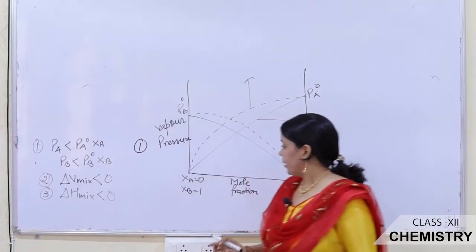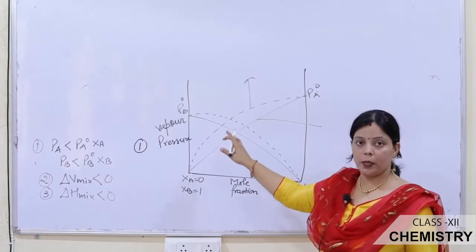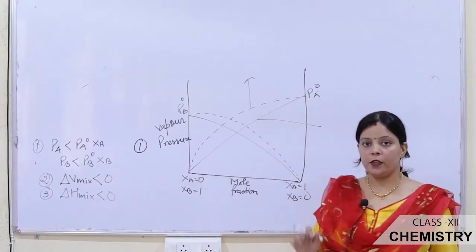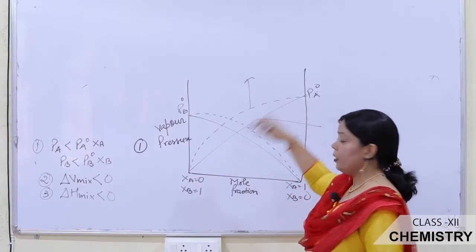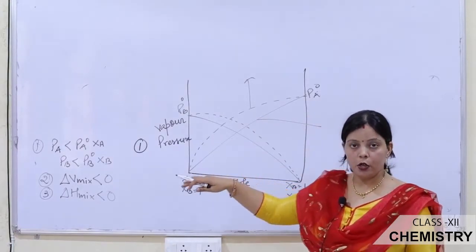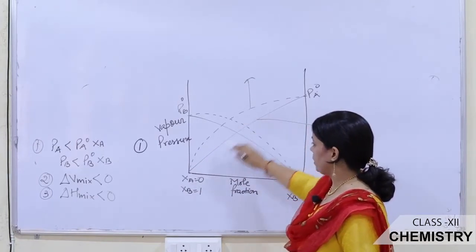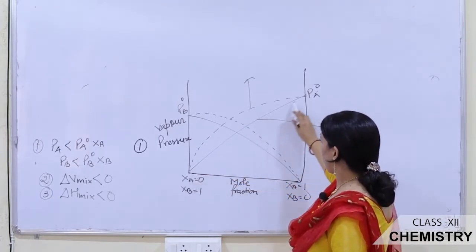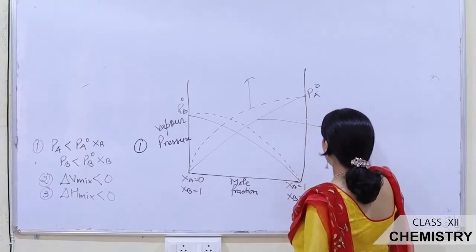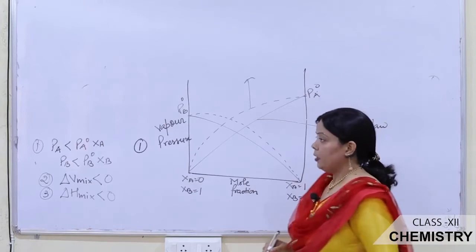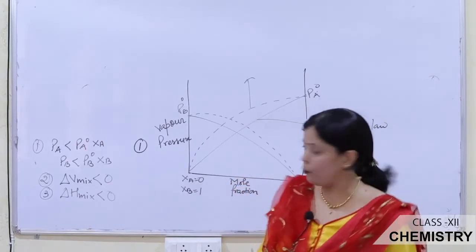Now students, let us understand the non-ideal solution showing the positive and negative deviation with the help of this graph. This is the graph which I have already drawn in the case of Raoult's law. In this condition, for the non-ideal solution showing the positive deviation, this line is in accordance with Raoult's law. It means the partial vapor pressure of the component is directly proportional to the mole fraction.